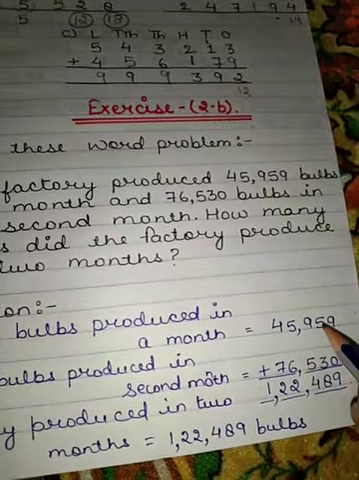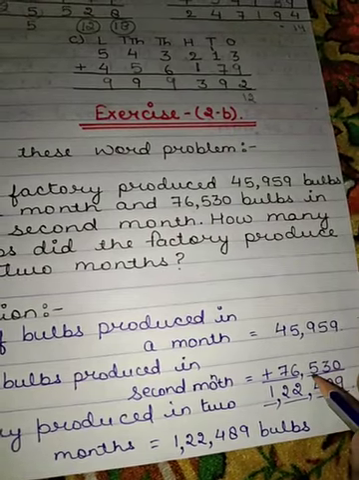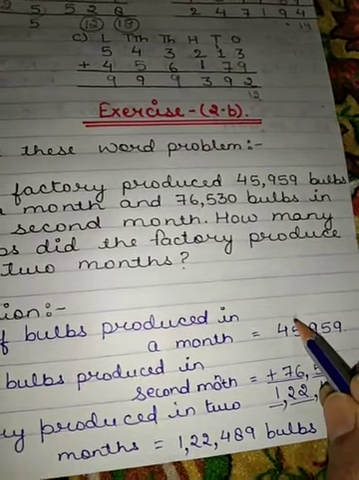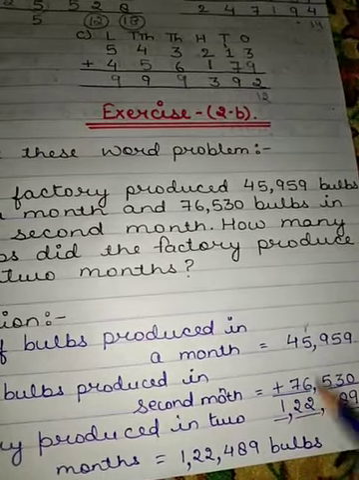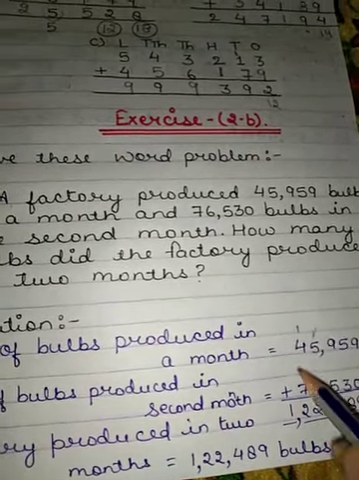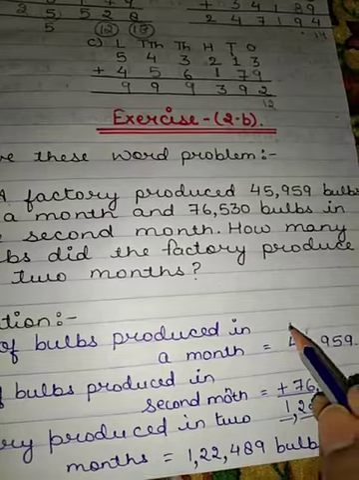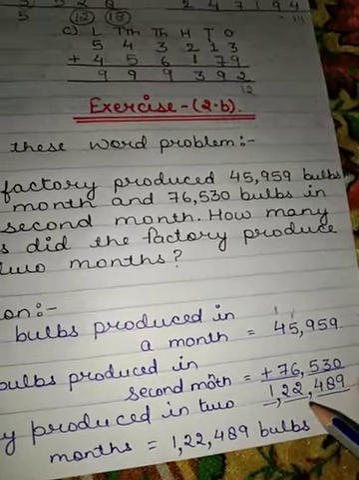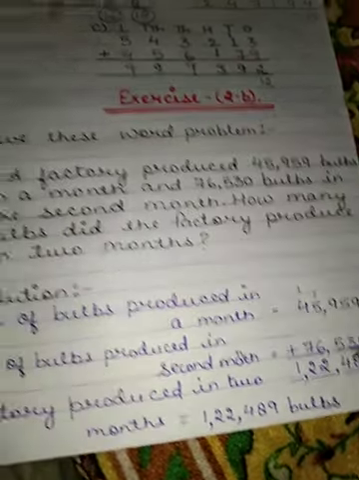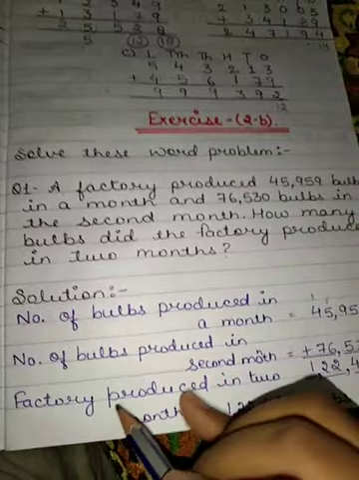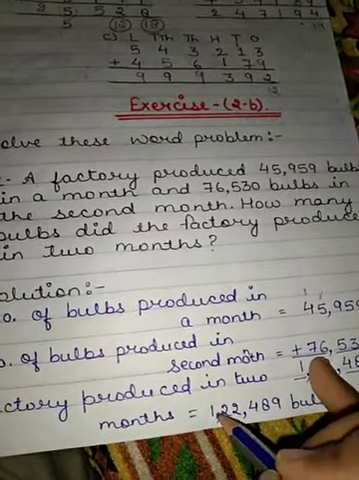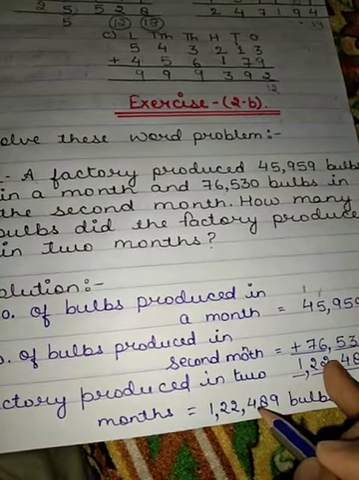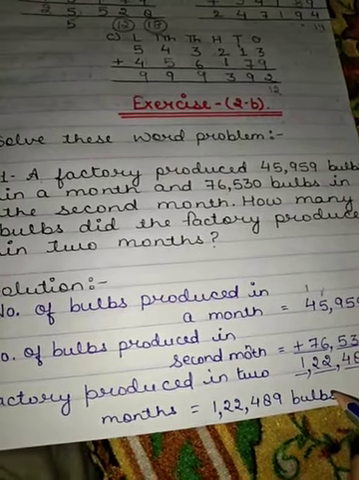9 plus 0 is 9, 5 plus 3 is 8, 9 plus 5 is 14. 1 carry we will give here. 5 plus 6 is 11. 1 carry, 12. Again 1 carry. 7 plus 4 is 11 and 1 carry, 12. So 1,22,489 bulbs. Factory produced in 2 months is equal to 1,22,489 bulbs. Clear?